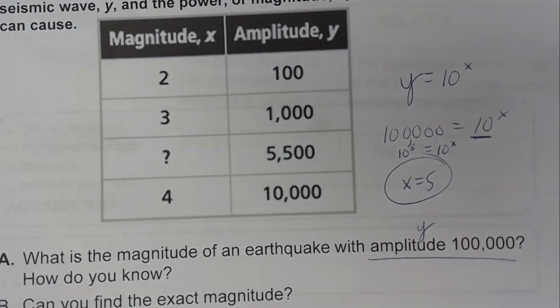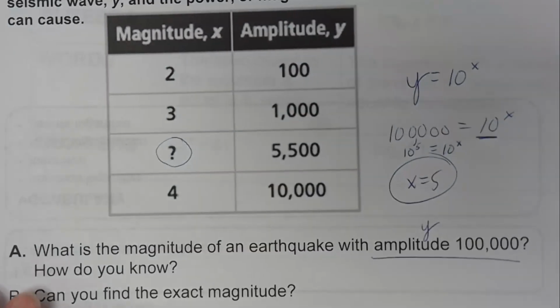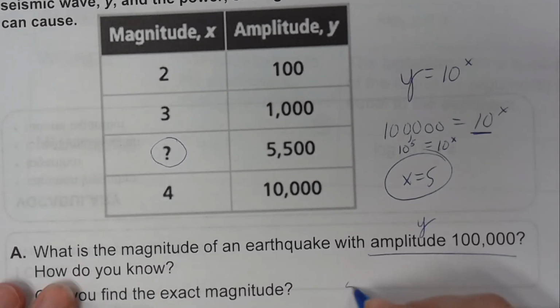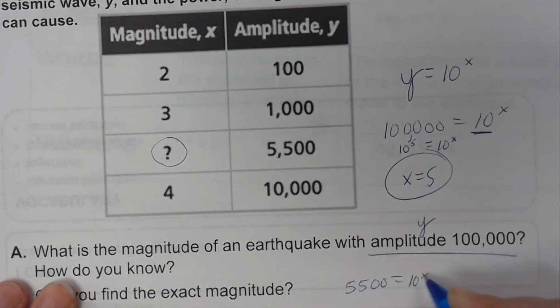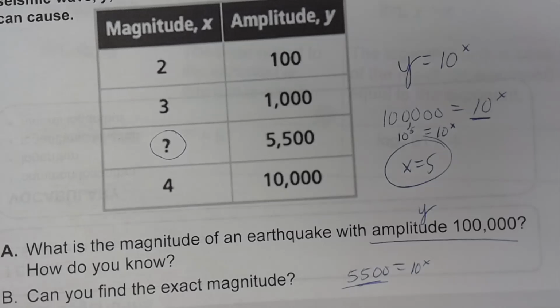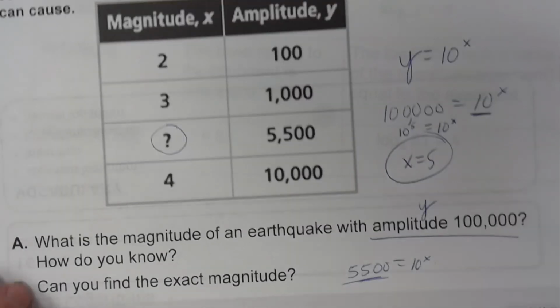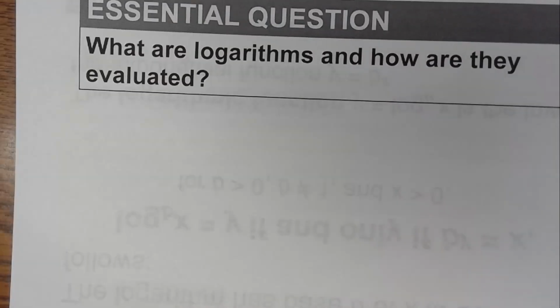Okay, now if I wanted to find the magnitude that would have given me the 5500 amplitude, do we have a way to get that if this is not capable of being base 10? Okay, so that's what we're learning today: how can we undo this? How do I get this x out of the exponent? Okay, and that's what we're going to introduce today. So what are logarithms and how are they evaluated?